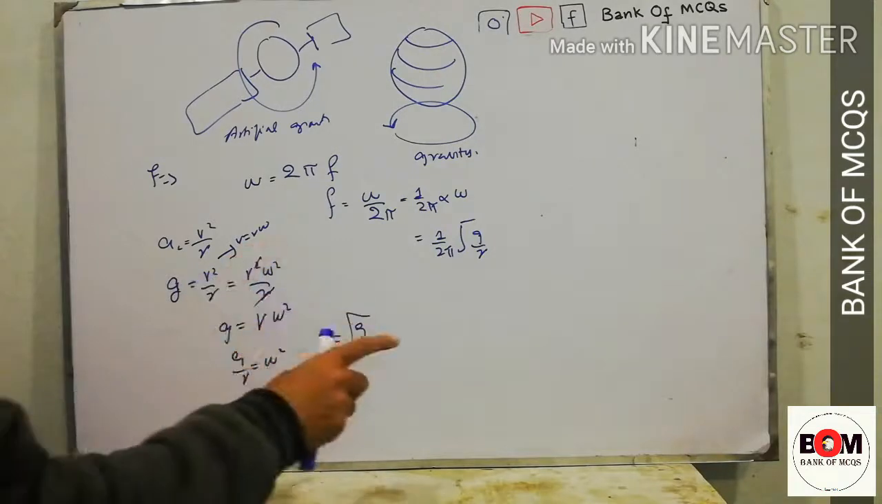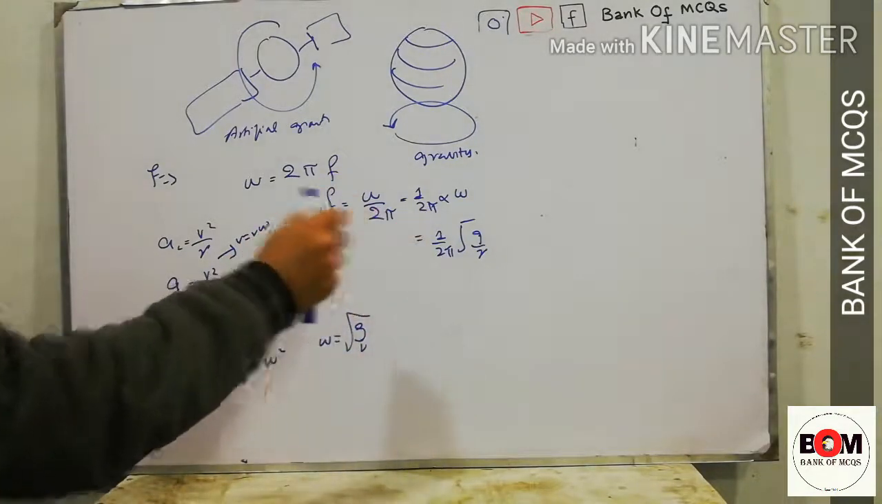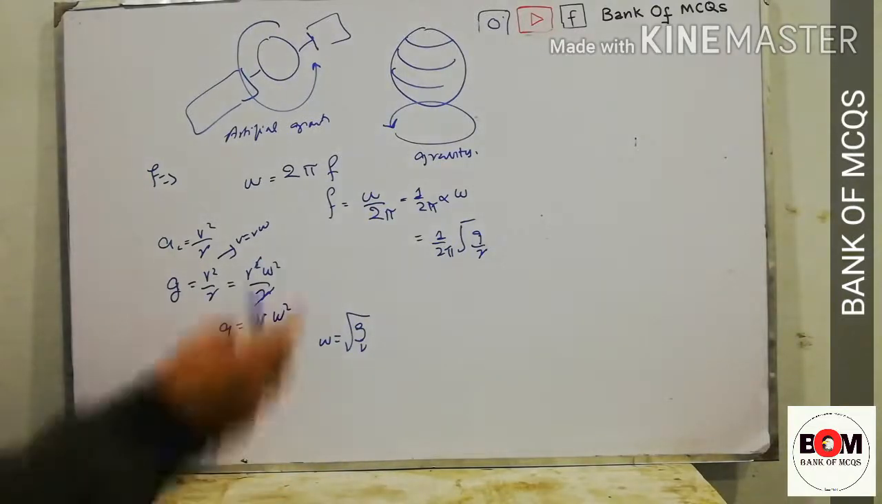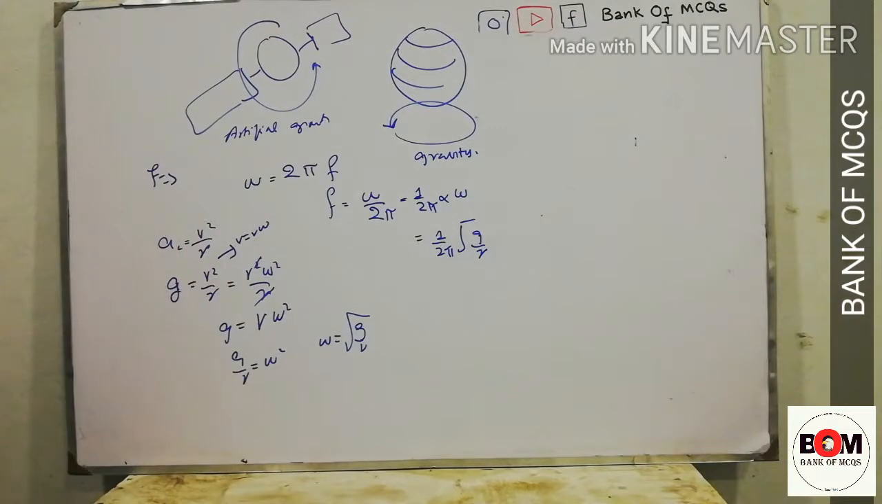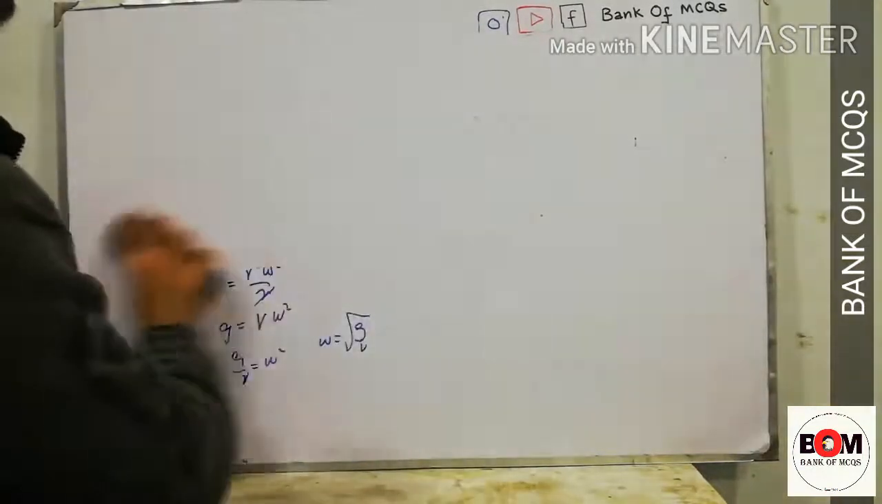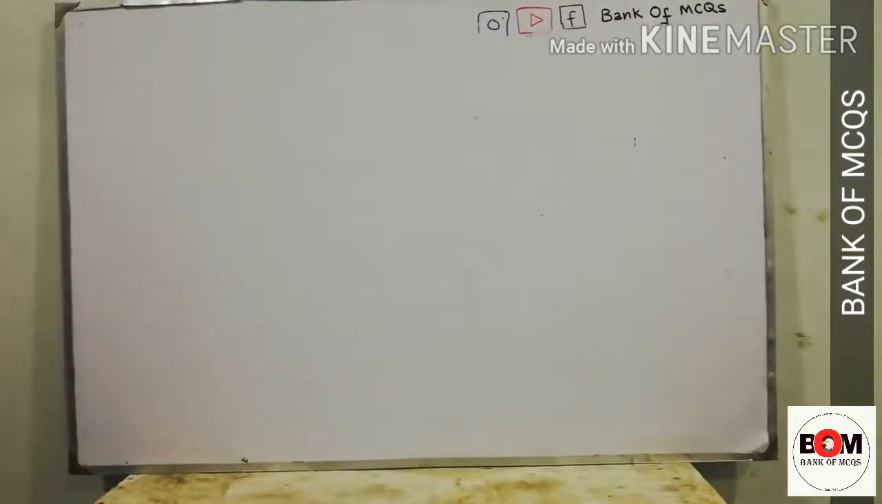So a spaceship rotates with the particular frequency f, and artificial gravity like the earth is provided to the spaceship. So this was the end of our fifth chapter. I will write all the formulas of this chapter one by one.